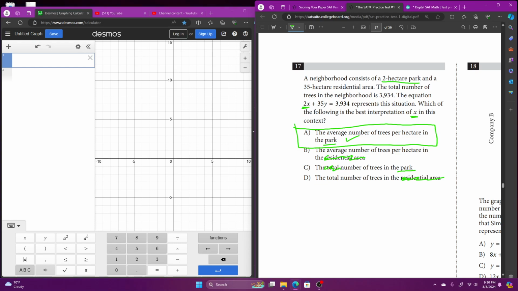Otherwise, the trees in the park would be counted twice, and it's only the total number of trees in the neighborhood.